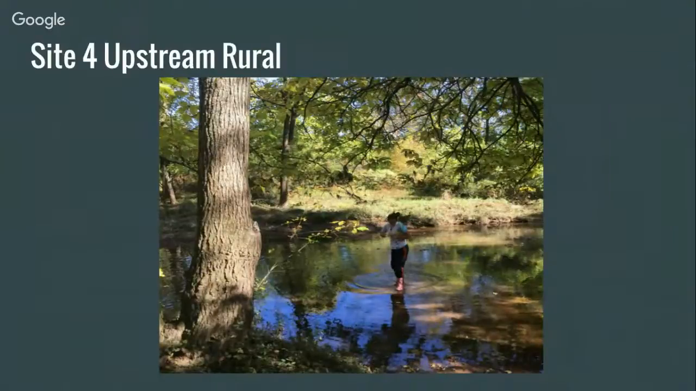This is Site 4, upstream rural. It had a latitude of 39.85586. The longitude is -77.2241 and an elevation of 146 meters. It was shaded, had a vegetated bank, and a rocky, muddy stream bed.